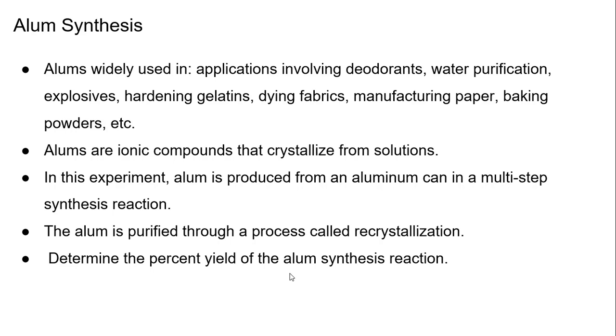There's multiple steps with dangerous stuff that you have to pay attention to, and you get to go through the steps and see your product at the end from when you started with just an aluminum can. It is purified through a process of recrystallization, which means that we're going to end up with a precipitate. But by this point, it should only be the alum that will connect together all the molecules, compounds, and push out all the impurities. So this is a purifying process as well as producing a precipitate.